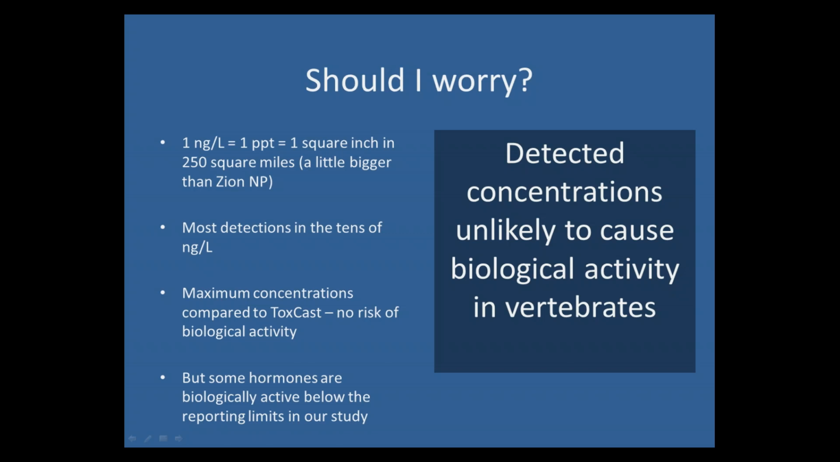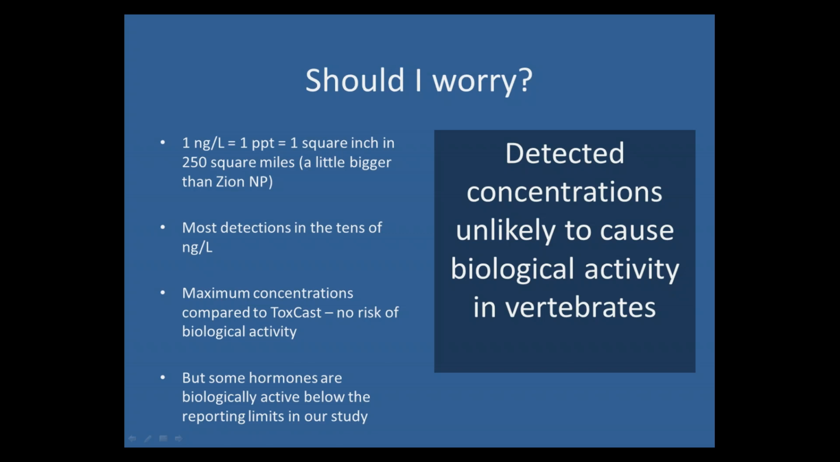for me to visualize. So if you can imagine that you're standing in the middle of Zion National Park, or about 250 square miles, 1 part per trillion would be 1 square inch in front of you. And most of the detections that we had in our data set are in the tens of nanograms per liter. So these are very tiny concentrations that are being detected in our park waters. However, that doesn't necessarily get us off the hook, because these are supposed to be biologically active components. So, you know, maybe we need to be concerned about that.